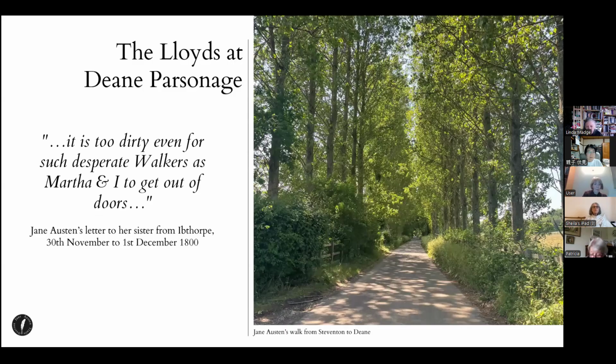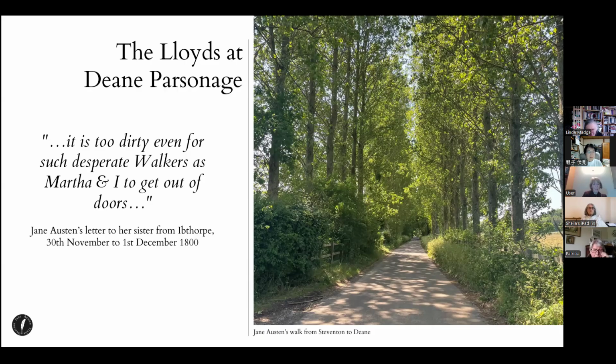Down the lane from Steventon, Mrs. Lloyd rented Dean Parsonage from Mr. Austen in 1789. Dean Parsonage stood at the end of Church Driveway, but it's no longer there. The Lloyds became an important part of the Austens' lives.